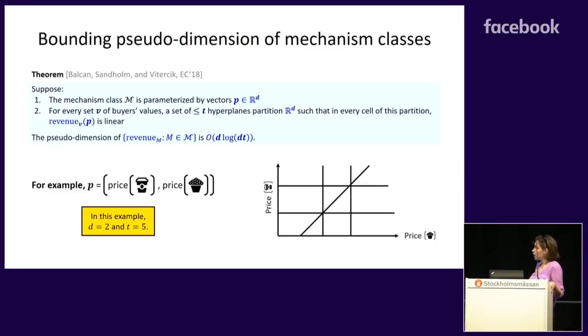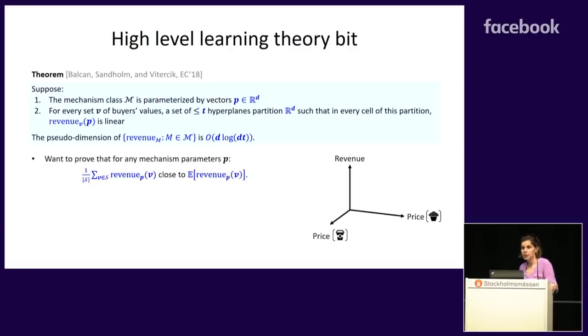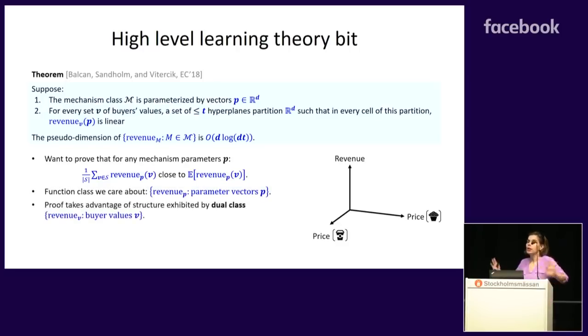But before having Ellen present other applications of this general result, I just want to mention, for the learning theorists in the audience, that at a high level, what's interesting about the proof is that we assume a structural result about the dual class of functions, and then we get a pseudo-dimension result about the original class of functions.